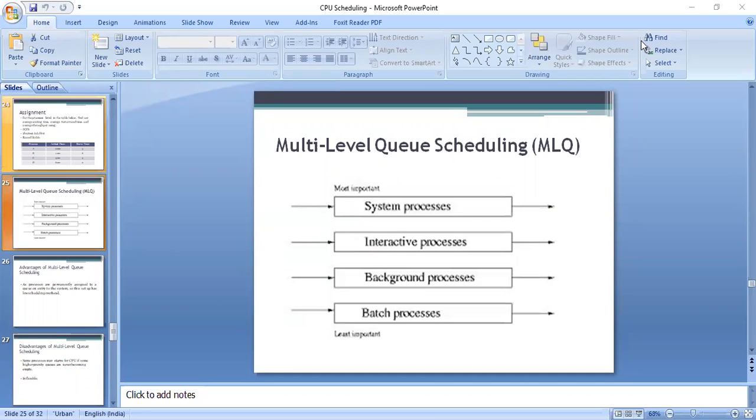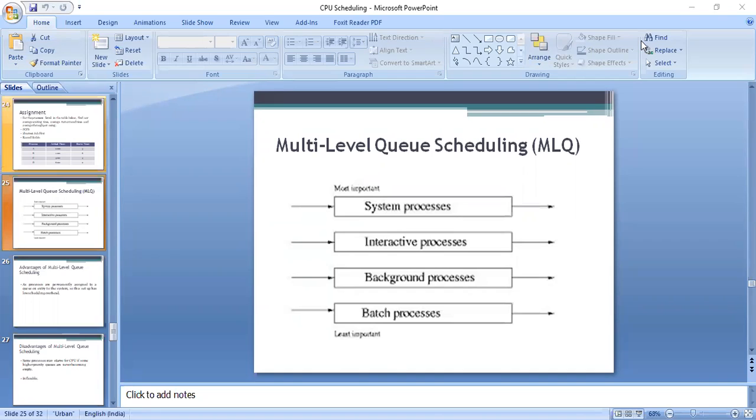So the multi-level scheduling algorithm partitions the ready queue into several separate queues. The processes are permanently assigned to one queue based on some property of the process, such as memory size, process priority, process type, and so on. So each queue has its own scheduling algorithm.